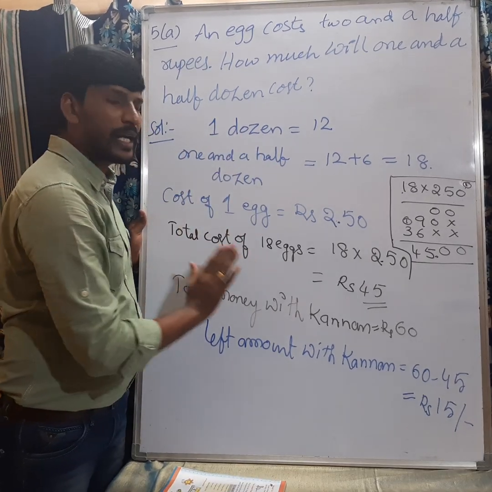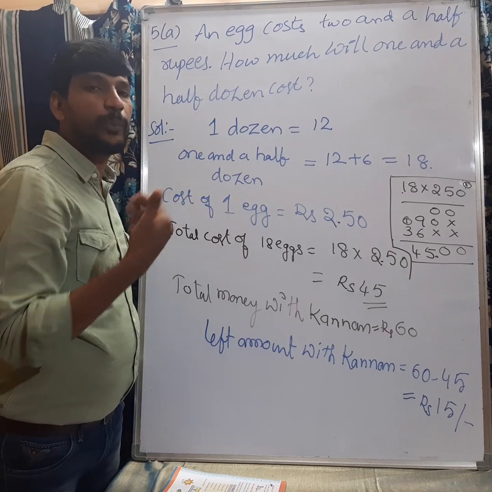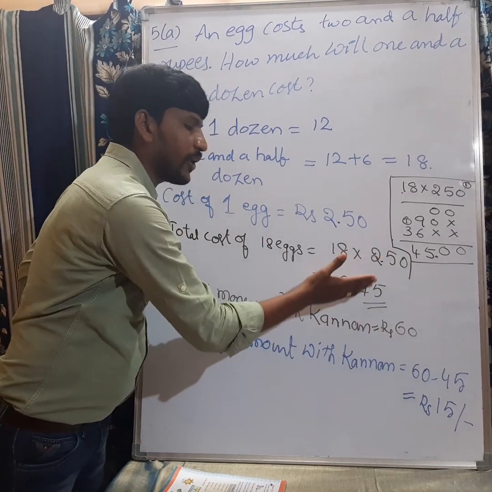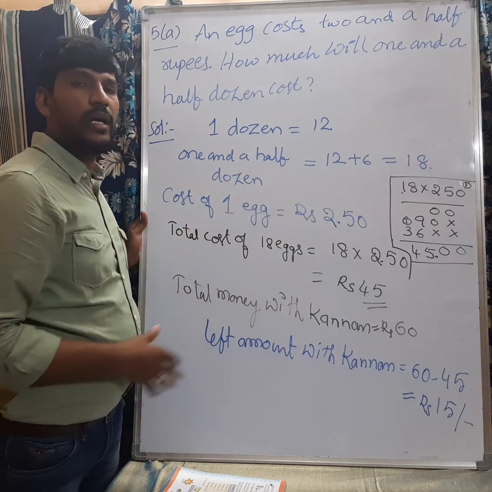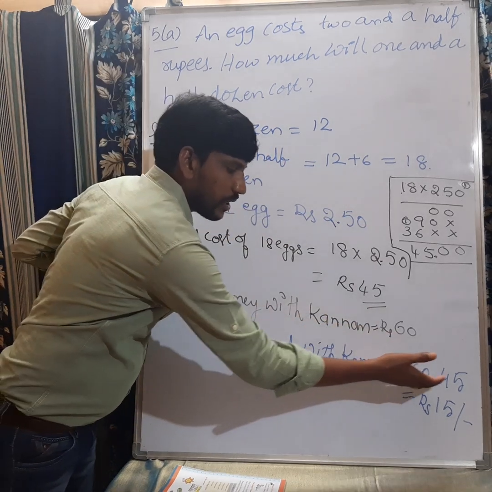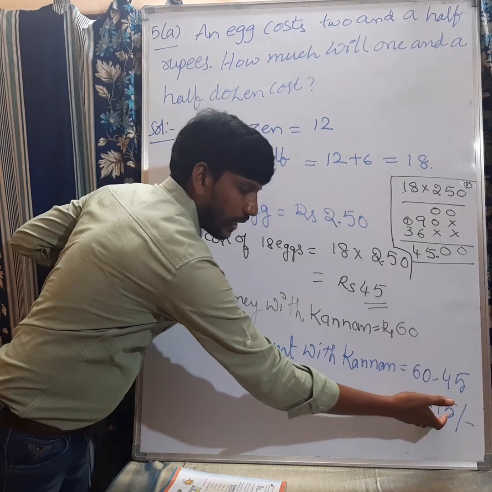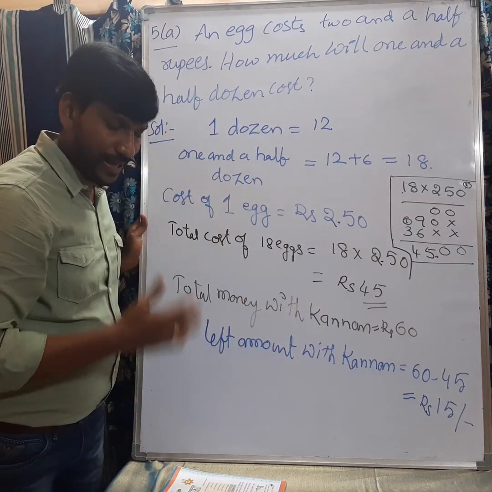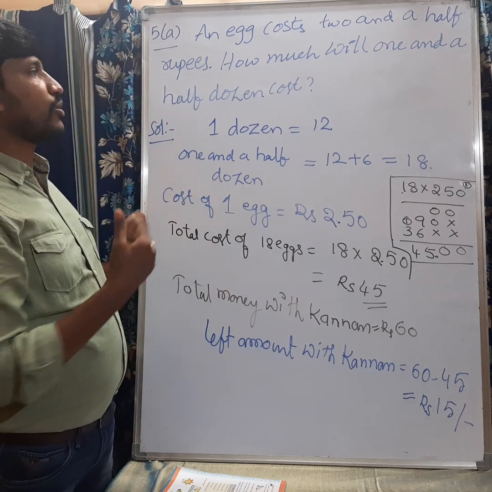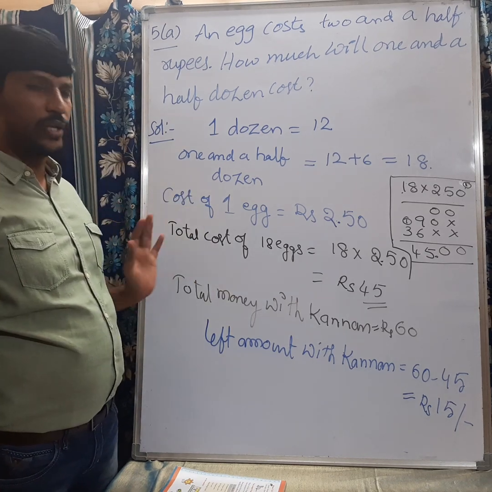So how much money does Kannan have? Kannan has 60 rupees. Out of 60 rupees, 45 rupees he will give to the shopkeeper because he bought 18 eggs. So out of 60, we need to subtract 45. You will get 15 rupees. With this 15 rupees, he is going to buy pens. That we are going to discuss. Please copy. I hope you understood that.